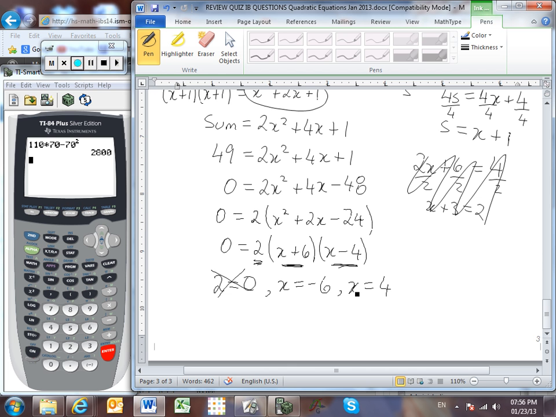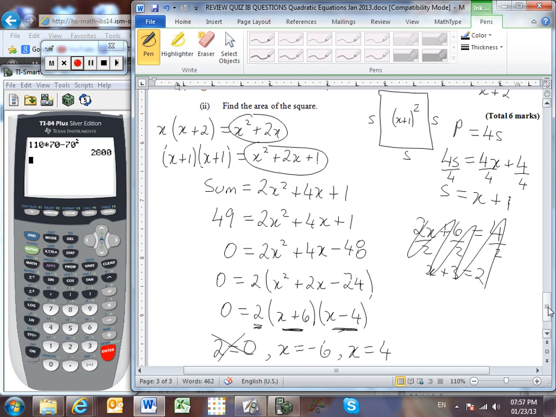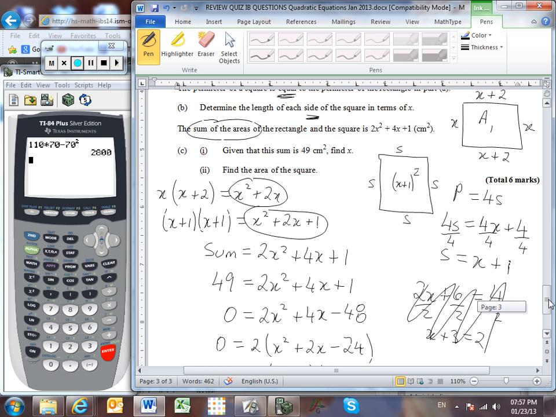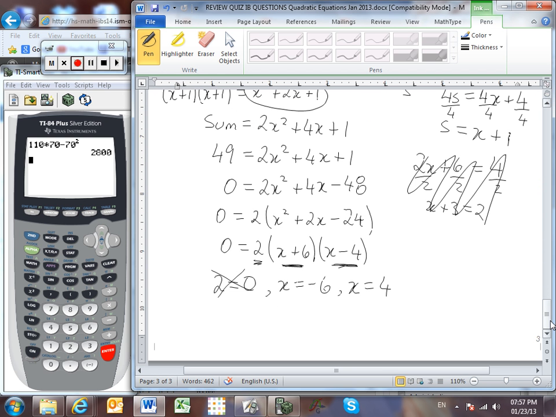Now let's just think about these solutions. Is it realistic that x is equal to negative 6? I would say no, because if x was equal to negative 6, how could our original rectangle exist? How could you have a width of negative 6? Or you could say negative 6 plus 1 gives you negative 5. How could you have a side length of negative 5? So we need to throw out the x equals negative 6. It's not a valid solution in the context of this particular problem, leaving us with only x is equal to 4.